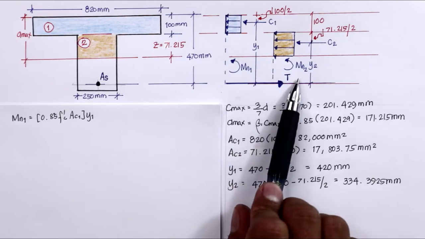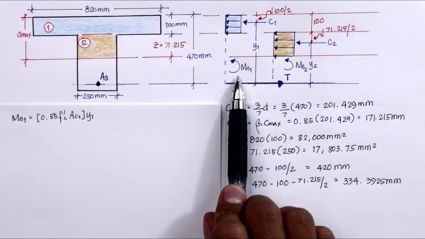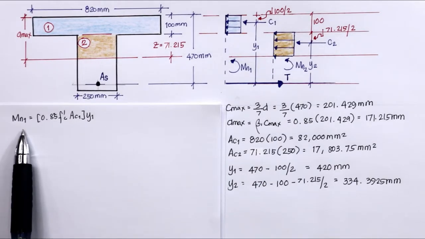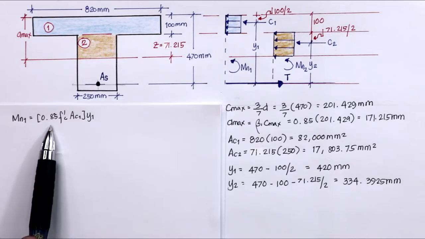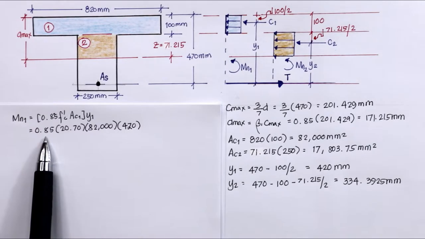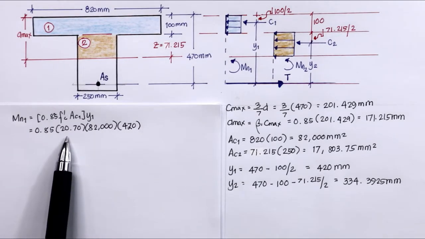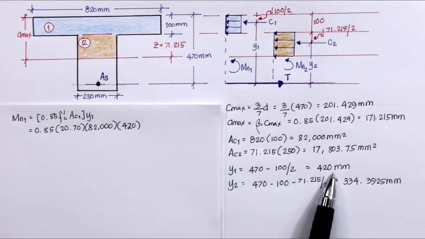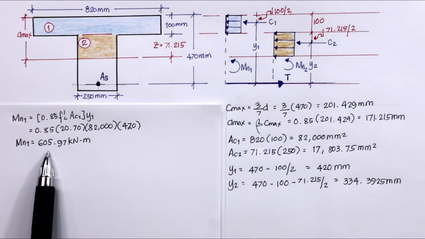After natin isolve yung value ng C1, C2, Y1, and Y2, masosolve na natin ngayon yung value ng Mn1 at Mn2. Mn1 is equal to C1 times Y1, and Mn2 is equal to C2 times Y2. Mn1 is equal to C1 times Y1, where C1 is equal to 0.85 f'c Ac1. 0.85, f'c 20.70, Ac1 is equal to 82,000 mm squared, and Y1 is equal to 420 mm. Mn1 is equal to 605.97 kN·m.